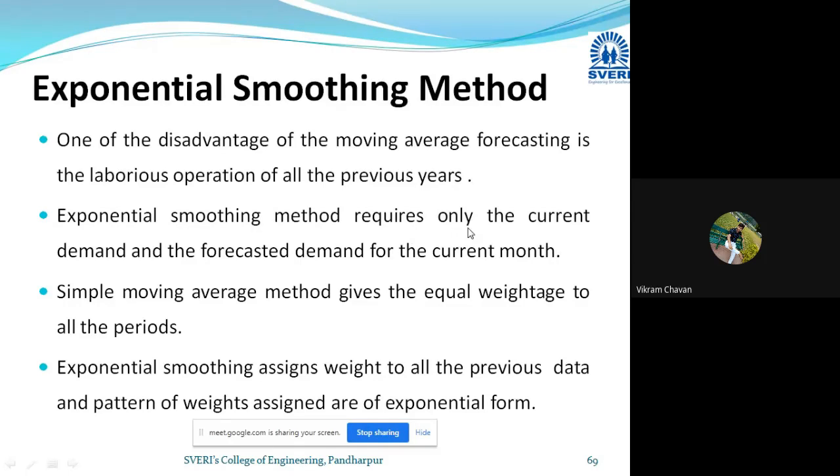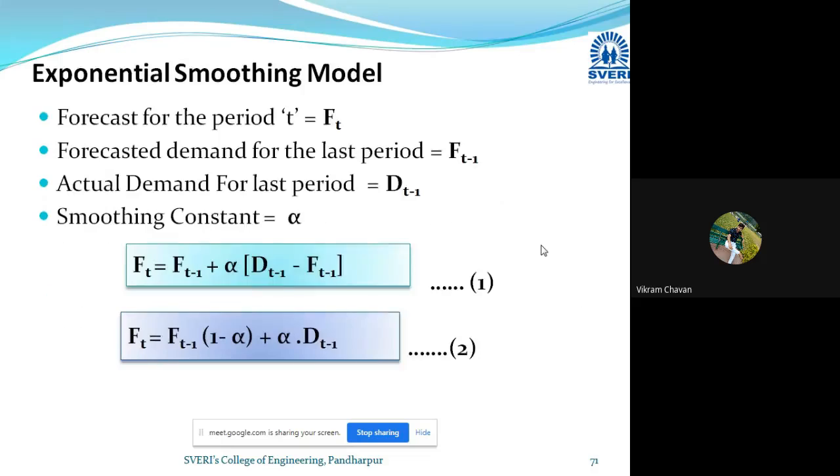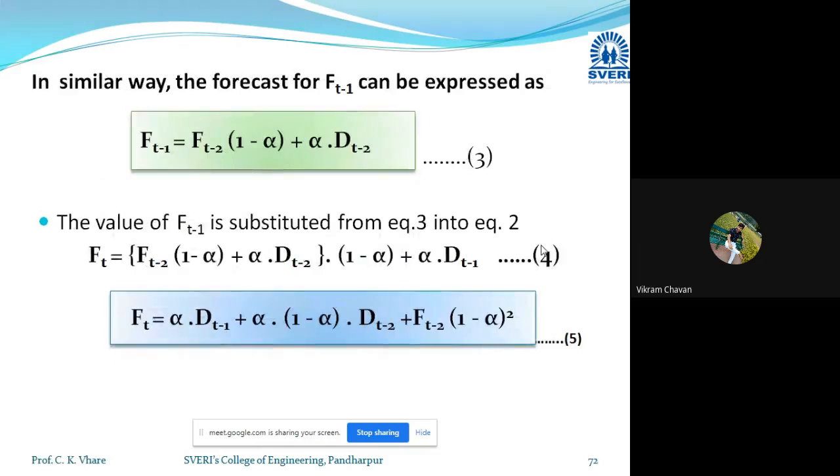The exponential smoothing method requires only the current demand and the forecasted demand for the current month. So these two data points are required to forecast for the next month or next year. This is the advantage over the simple moving average method or the weighted moving average method. As we have seen in the problem, we can calculate the previous forecasting also by using this particular formula.